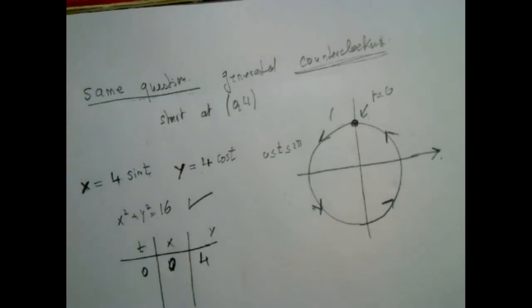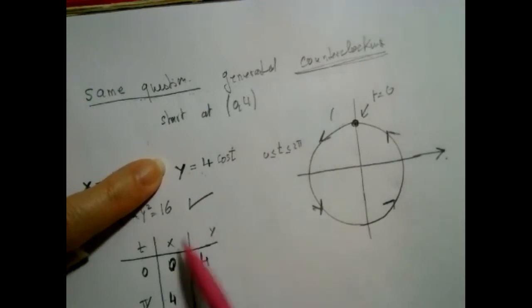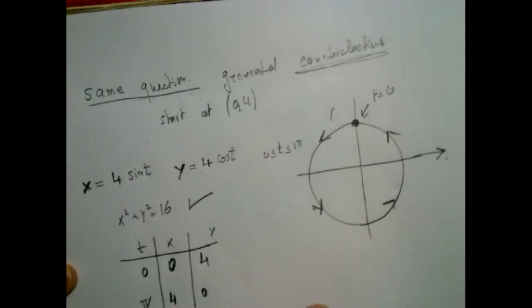Question number 2, am I moving counterclockwise? So I'm going to take, let us say, pi over 2, because those are easy values. At pi over 2, the sine is a 4, and so that's the x coordinate. The y coordinate is equal to 0. So the x is 4 and the y is 0.